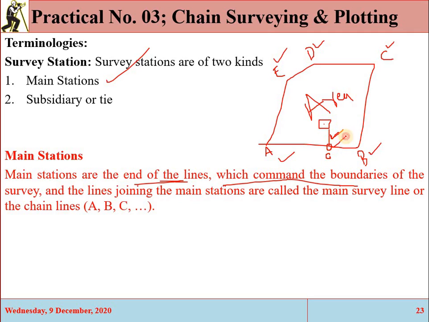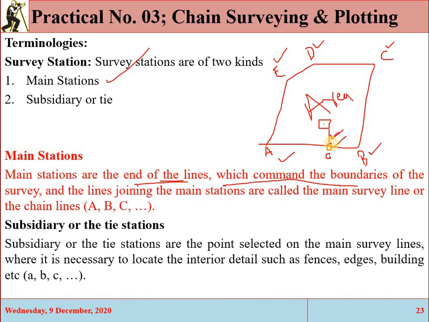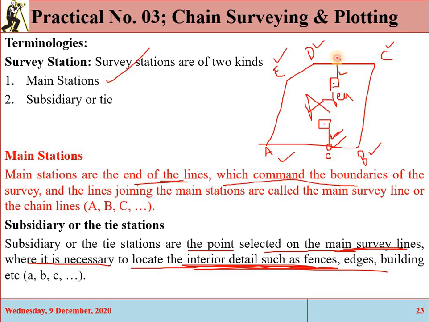So this point is called, this station is called tie station. This is called subsidiary station. ठीक है, tie stations are the points selected on the main survey line where it is necessary to locate the interior detail. अगर एरिया की कुछ इंटीरियर डिटेल आपने लोकेट करने हैं तो हम क्या करते हैं, इस मेन सर्वे लाइन से एक लाइन ड्रॉ करते हैं। तो इस मेन सर्वे लाइन से ये जो लाइन आपने ड्रा किया हुआ है, जहां से ड्रा किया हुआ है, यहां पे हम एक स्टेशन मार्क करते हैं, that is called the tie station. And remember the tie station will be represented by small letters, okay.